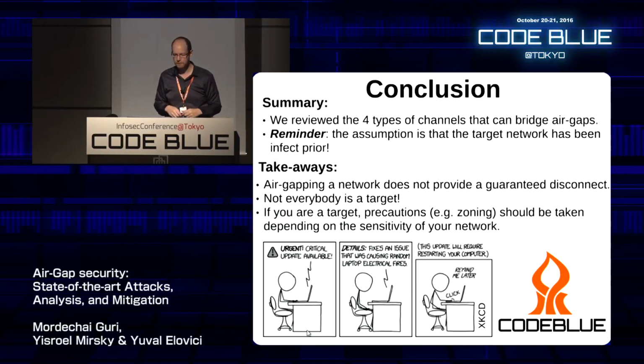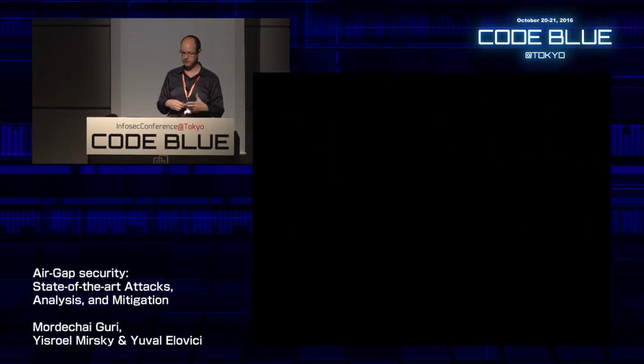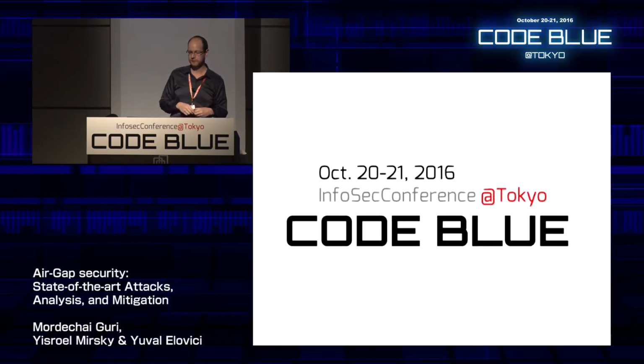The takeaways are: air gapping a network is not a guaranteed solution. It does not provide a perfect disconnect, but not everybody is a target. And if you are a target, or you may think you are a target, perhaps extra precautions, such as zoning policies, should be taken into consideration. And that's all. Thank you very much.